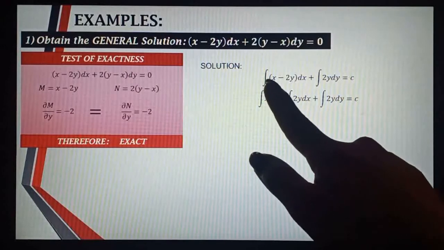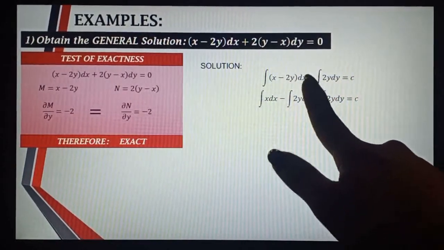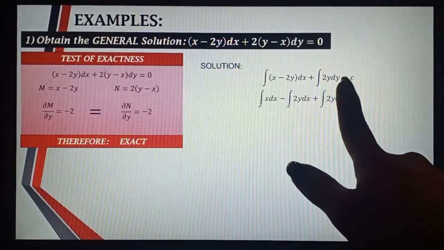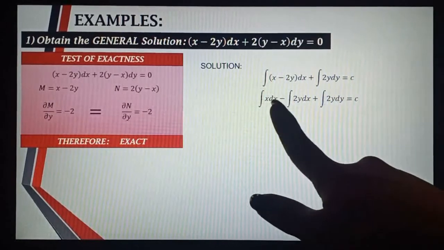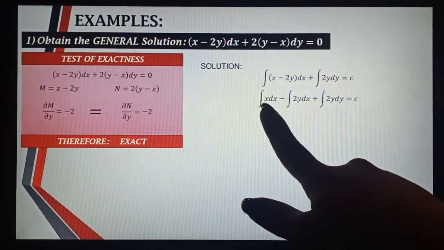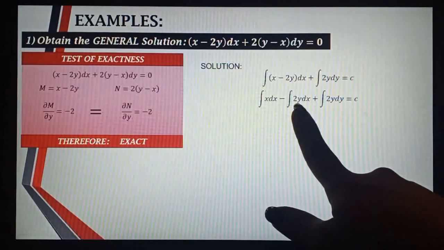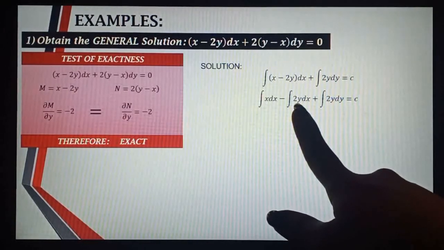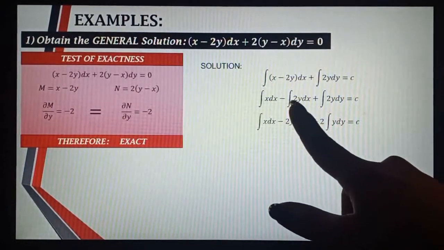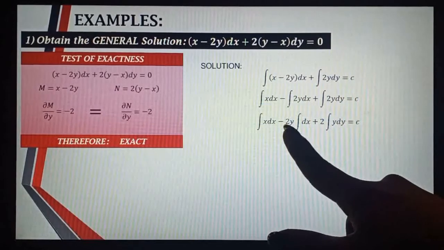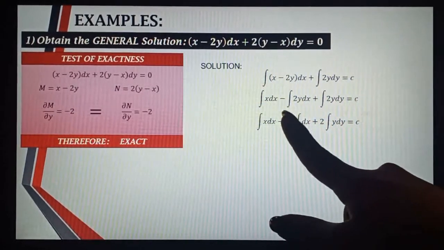So we will have x dx minus 2y dx plus 2y dy equated to c. Since this is dx, variable sa x, this y is considered to be constant. So, ang mangyayari, pwede nating ilabas si 2y kay integral since naka-dx siya. Kasi nga, constant si 2y.